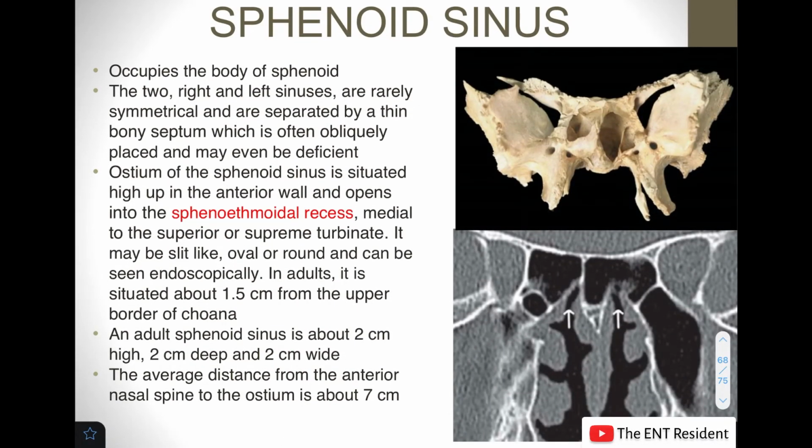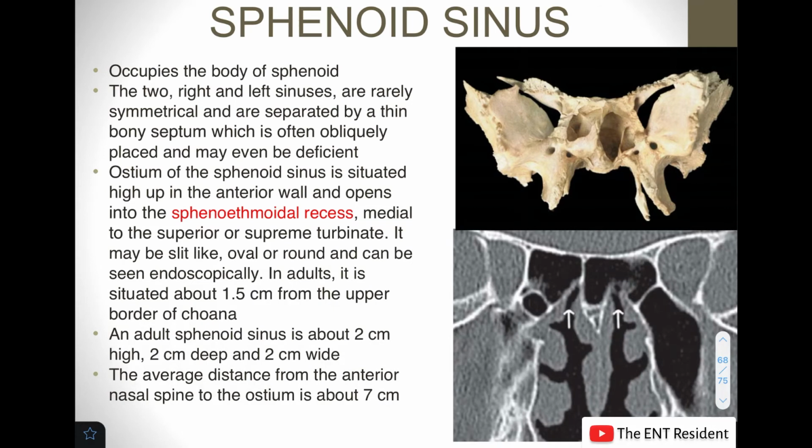Lastly, after having talked about the frontal sinus, the maxillary sinus and the ethmoid sinus, we are going to talk about the sphenoid sinus. It occupies the body of the sphenoid. The two right and left sinuses are rarely symmetrical and are separated by a thin bony septum, which is often obliquely placed and may even be deficient.